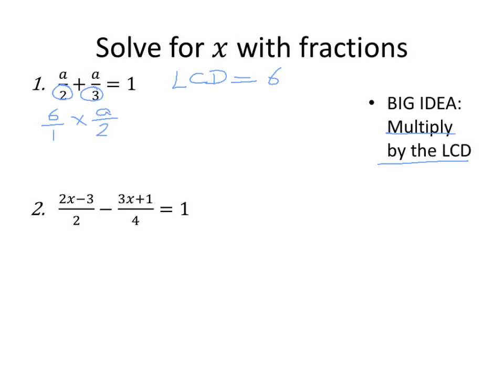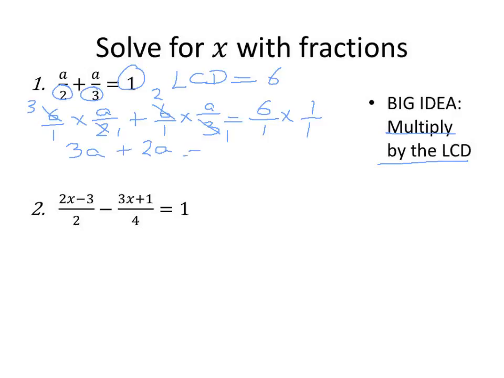There's my a over 2, I multiply it by 6, and 6 over 1 multiplied by a over 3. And don't forget this 1 over here is actually 1 over 1. If I wrote it as a fraction, I'd write it as 1 over 1, and that must also be multiplied by 6. So when I get here, 2 goes into here once, into there 3 times. So 3 times a is 3a. 3 goes into here once, into here twice, and that's going to leave me 2a. Because 2 times a is 2a, and 6 times 1 is 6.